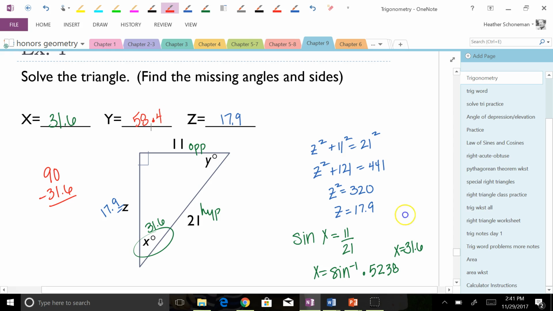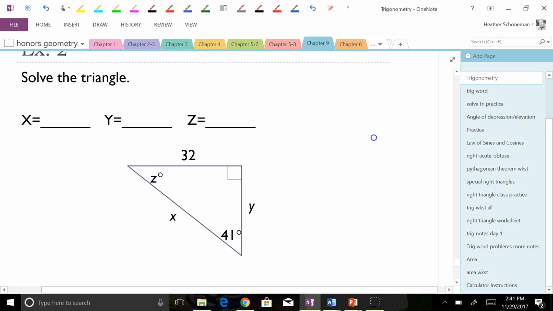All right, let's try this again. Example 2. So I want to solve. Well, again, one of these things I can find immediately with very little work. But I can always find one thing without doing any trig. And in this case, that would be z.